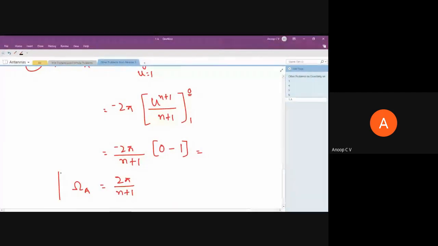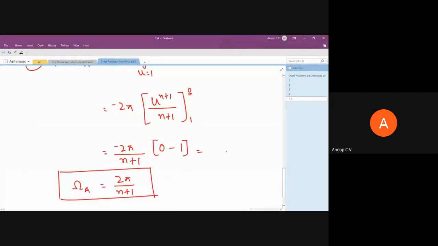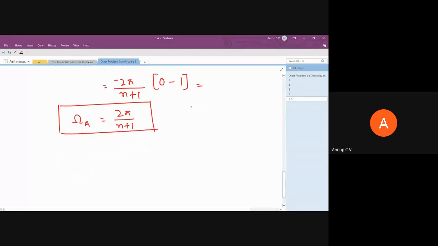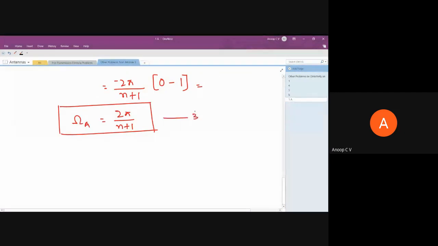So you can keep it as a standard result, even though it's an intermediate step. If it is a unidirectional cos power n theta pattern, the beam area should be equal to 2 pi by n plus 1. So I'll call it equation number 3.